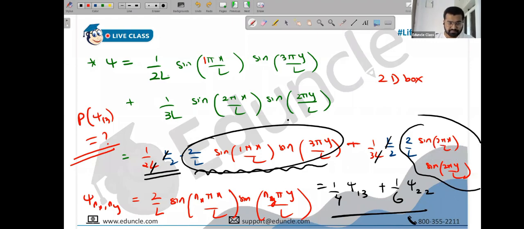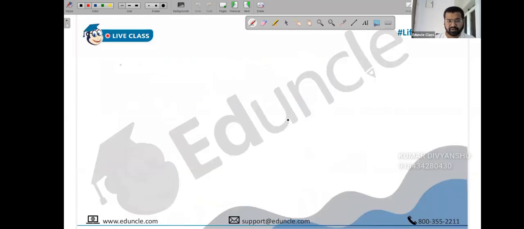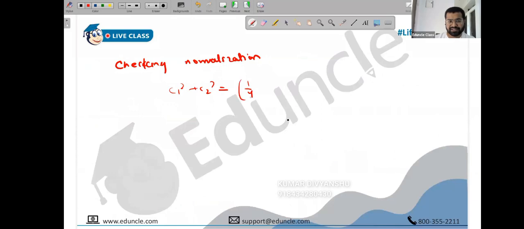Okay, then people. Yes, sir. So let's check normalization. Checking normalization, so what do we have? c1 square plus c2 square. So this would be 1 by 4 square plus 1 by 6 square. Obviously, it's not normalized, but we will anyway use this.